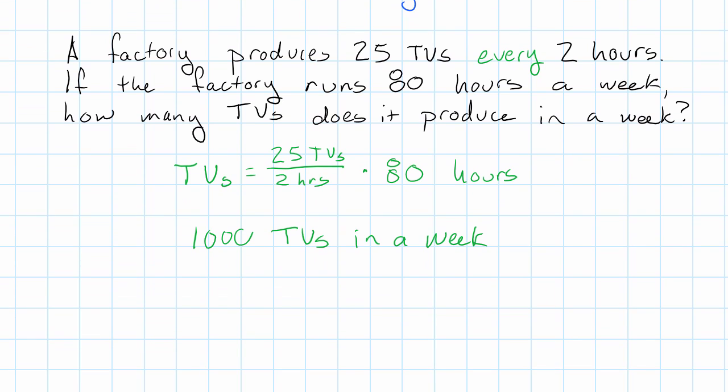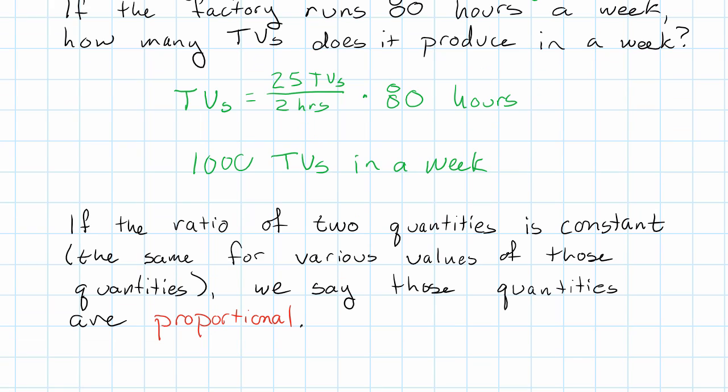Now, when ratios are constant like this, we have a special term for that. When the ratio of two quantities is constant, that is, the same for various values of those quantities, we say that those quantities are proportional.